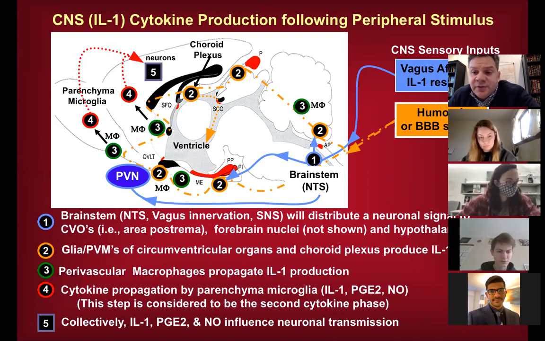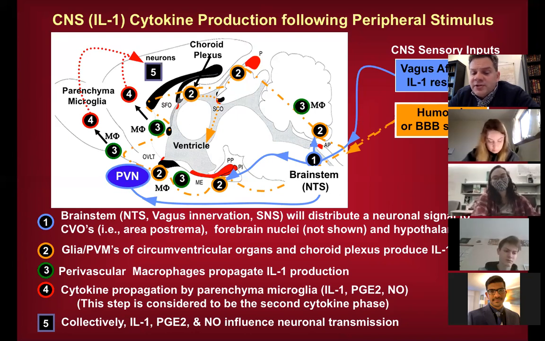Okay, and then collectively, the end target is always going to be neurons. So not only do neurons have cytokine receptors, and I should tell you that the distribution and density of cytokine receptors is very region dependent, so we could talk a little bit more about that, but neurons also respond to prostaglandins, which come from the breakdown of arachidonic acid into these neuroactive molecules, and also nitric oxide. So all 3 of these can influence neurotransmission.